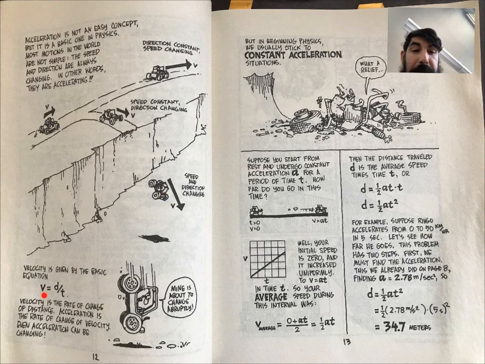Velocity is distance over time. Velocity is how quickly the distance traveled changes. Acceleration is how quickly the velocity changes. Even acceleration can change. His is about to change very abruptly. Ouch! But most of the time in physics, we stick to constant acceleration. What a relief.